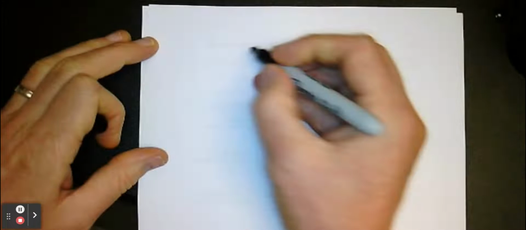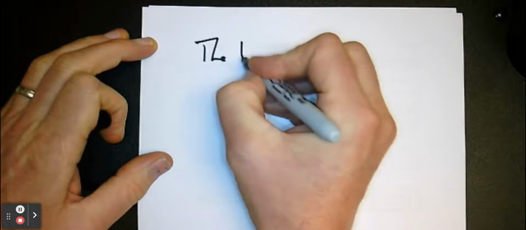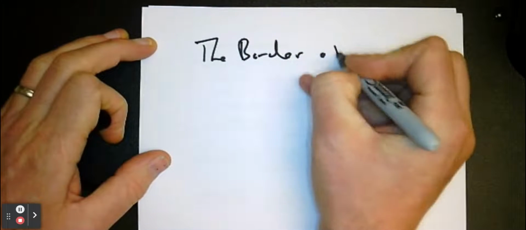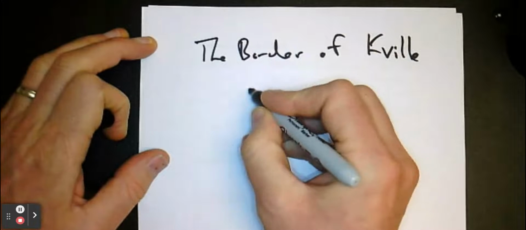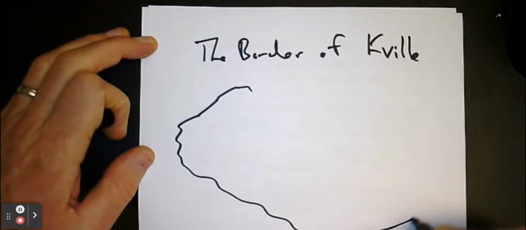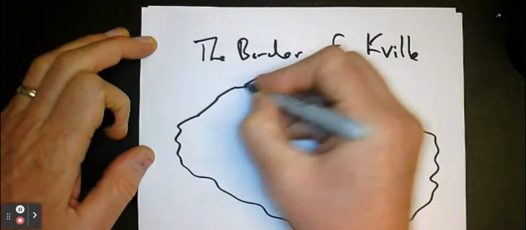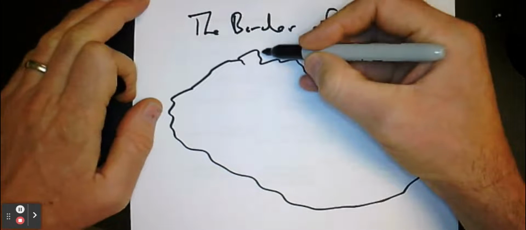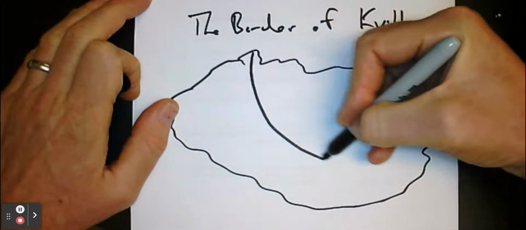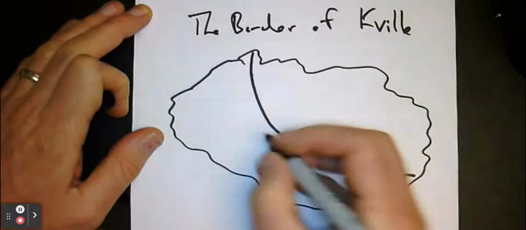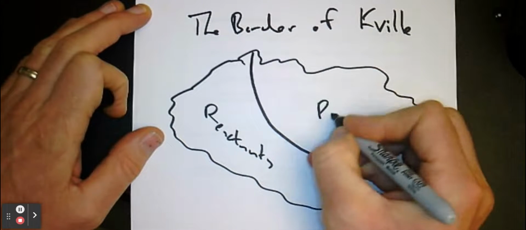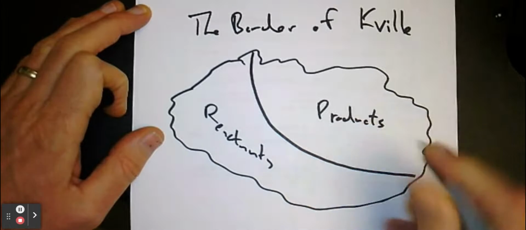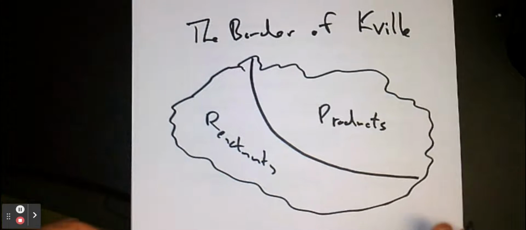Alright, now the border of K-Ville. Remember, K-Ville was an island and it had a border like this. Alright? And it had a border between the reactants and the products. Alright? Why is it shaped like that?